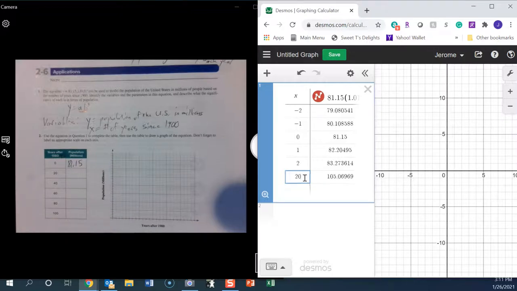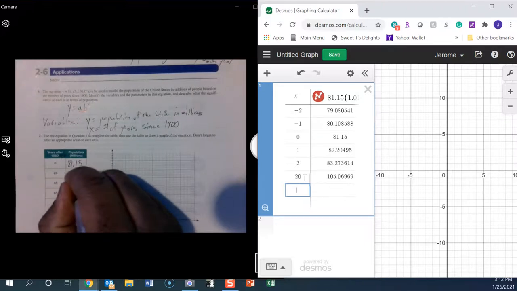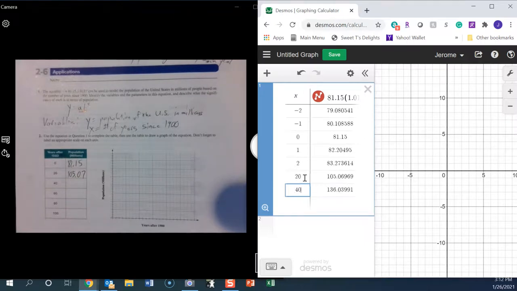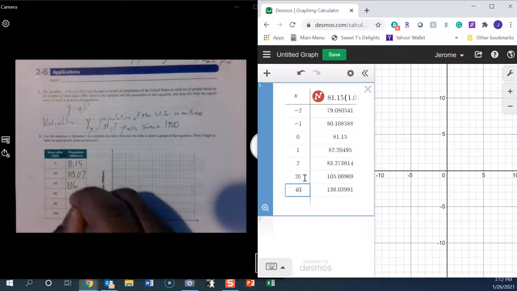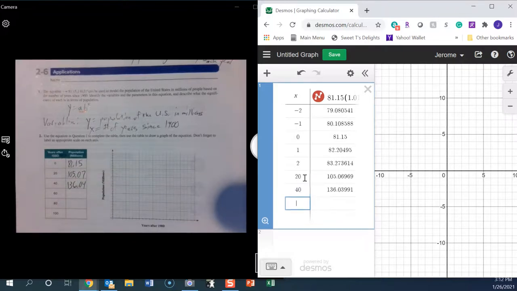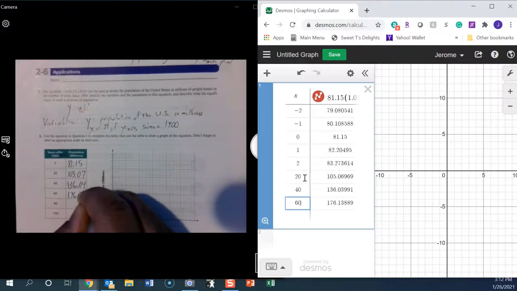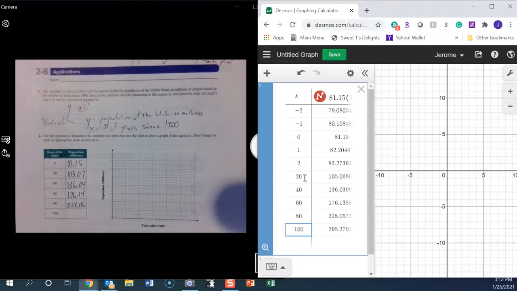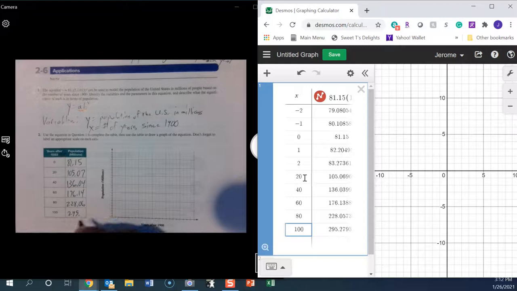So we type in 20, and we will round to 2 decimal places. This will give us 105.07. Type in our 40, and that'll give us 136.04. Then our 60, 176.14. The 80, 228.06. And then finally 100, and that will be 295.28.